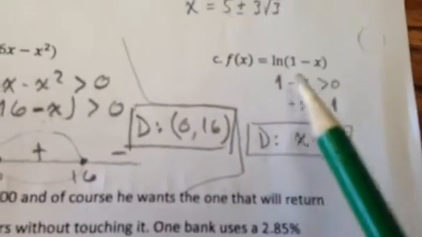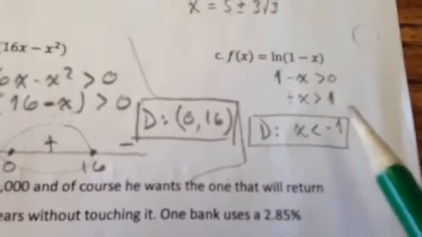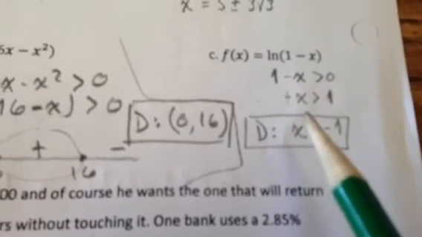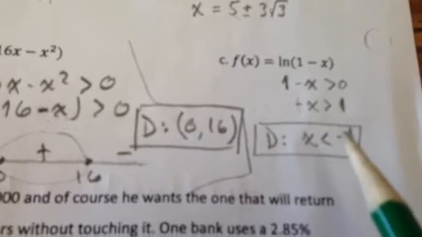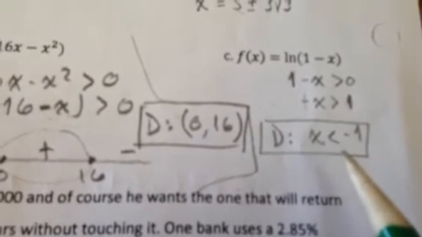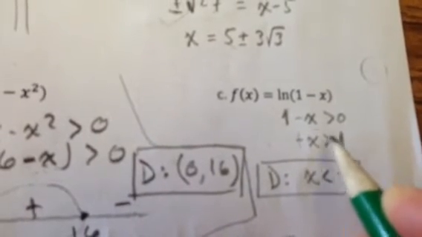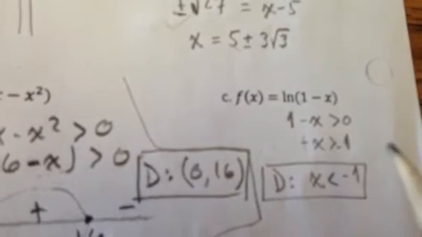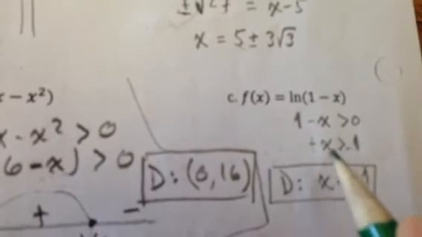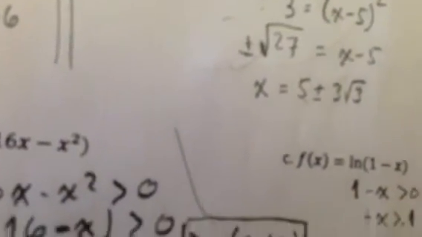The next one, 1 minus x is the argument. 1 minus x must be greater than 0. I'll add x to both sides and subtract 1. I've kind of done a bunch of stuff here. Actually, this is a mistake here. This should be a negative 1 right here by subtracting 1 from both sides. And so I've got negative x greater than negative 1. When I multiply by negative 1 to get rid of the negative sign, I get x less than positive 1. So that's a little bit of a mistake there. That should be x less than positive 1.